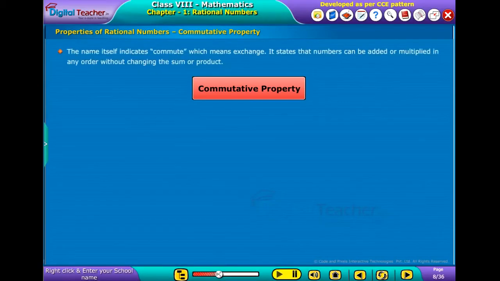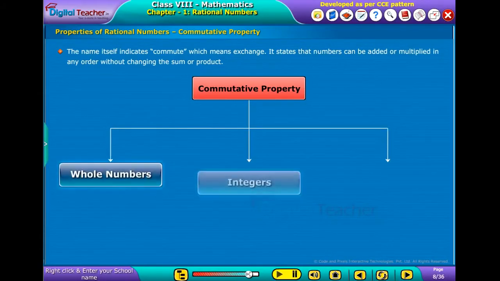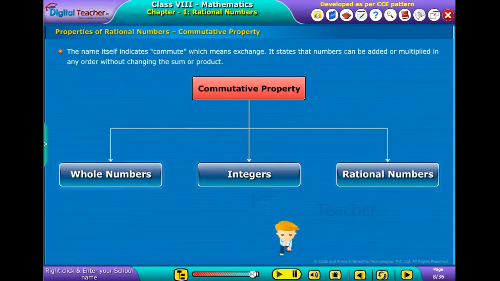Now, let us learn in detail about commutative property along with the operations under whole numbers, integers, and rational numbers. The name itself indicates commute, which means exchange. It states that numbers can be added or multiplied in any order without changing the sum or product. Click each tab to know more.